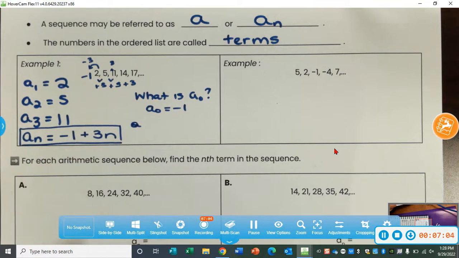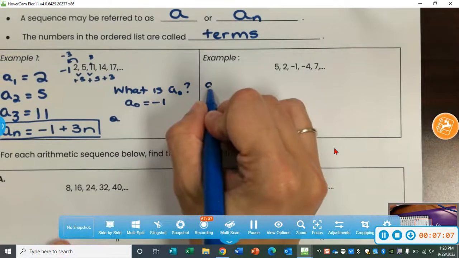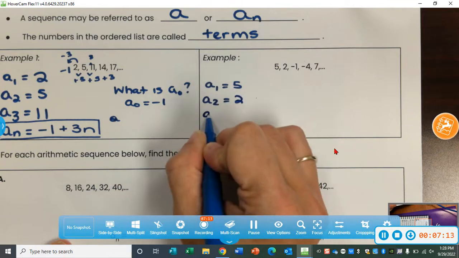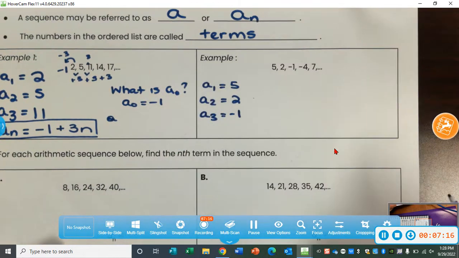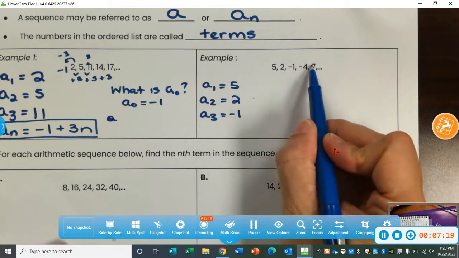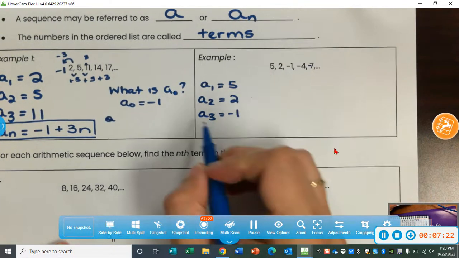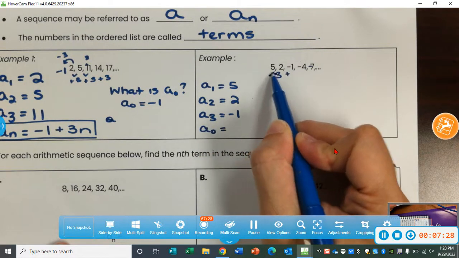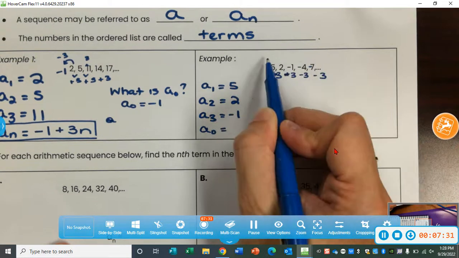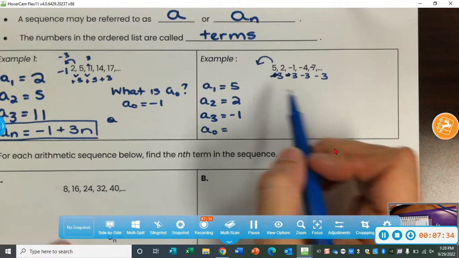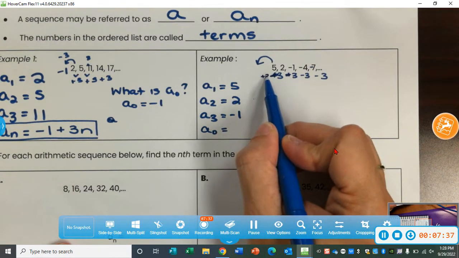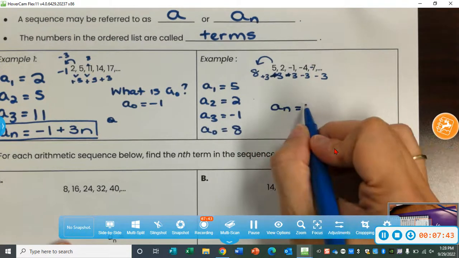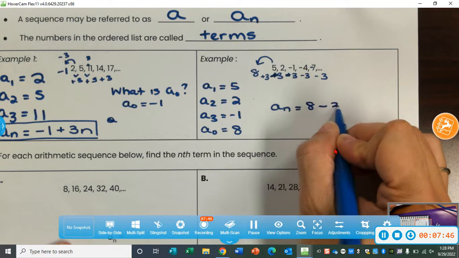Okay, here's another example. We have 5, 2, negative 1, negative 4, negative 7. So the first element in our list is 5. The second element in our sequence is 2, negative 1, so on and so forth. So we can see that we need to know what A0 is. This is minus 3, minus 3, minus 3, minus 3. So if we need to go back a step to figure out what A0 is, that means we're actually going to be adding 3. So 5 and 3 makes 8. So to find out what any term is, we would start at 8, and then we would have to subtract 3 for every element.